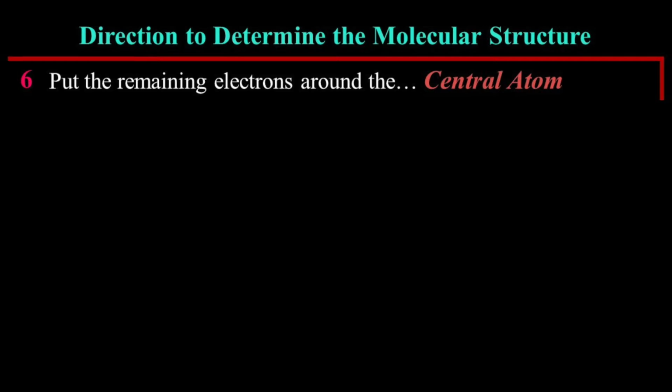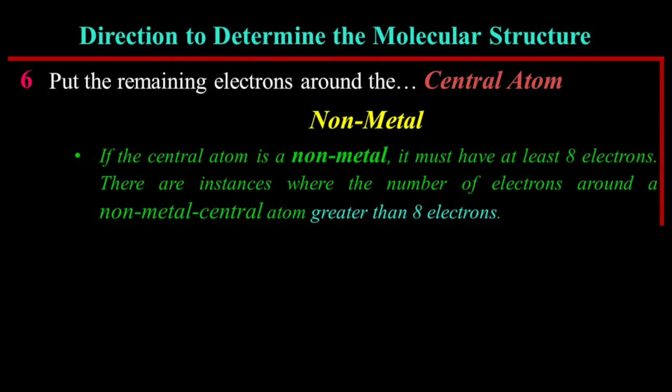Now, there's a rule relative to the central atom that you should be aware of. If the central atom is a nonmetal, let me repeat that, if the central atom is a nonmetal, it must have at least 8 electrons. There are instances where the number of electrons around a nonmetal central atom is greater than 8. So it must have at least 8 if it's a non-metal, and it can have greater than 8 electrons. So that's not going to be a problem. And that's going to be key in figuring out the geometry anyway.